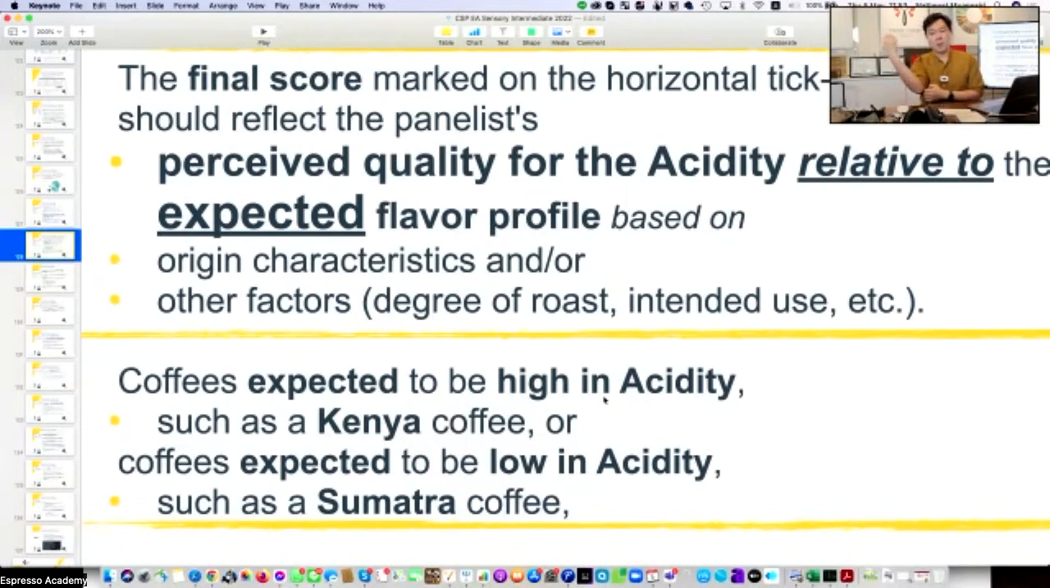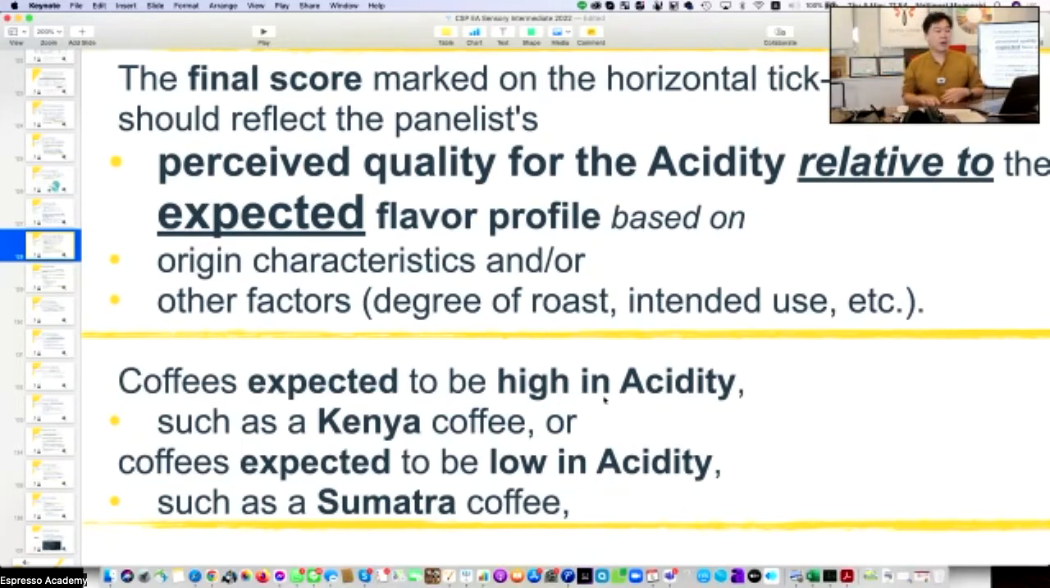So the score would be pretty low, lower than 7.5, like 7 or 7.25 if it has some acidity at all. But if it was a Sumatra coffee, which is expected to be low in acidity, and that acidity is the same as the previous Kenya I just mentioned, I'm like, wow, this is Sumatra and it has that acidity. Whoa, unexpected. I would go from 7.5. It could be a 7.5. It could be an 8. It will be high. It will not push down.